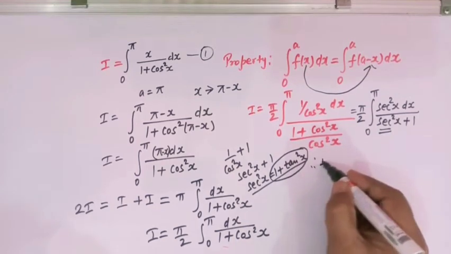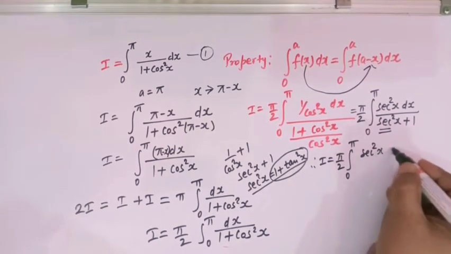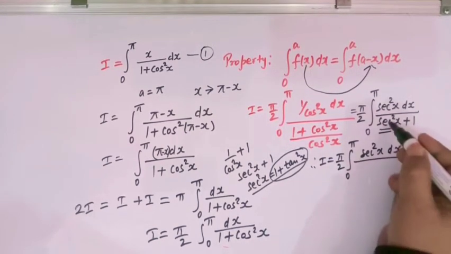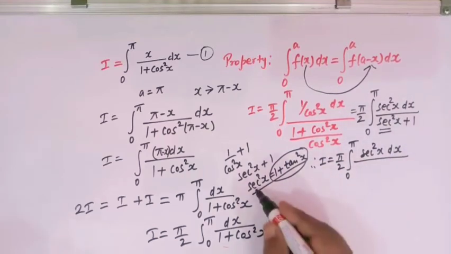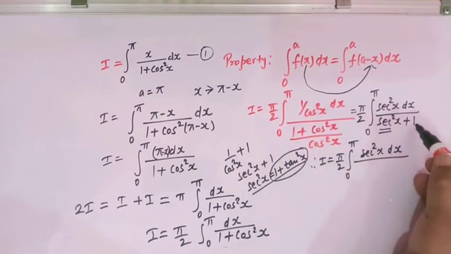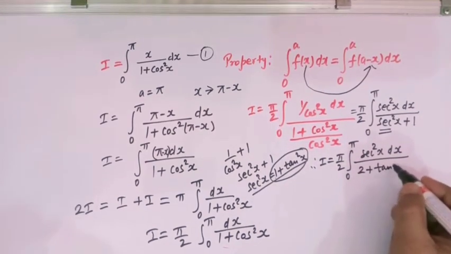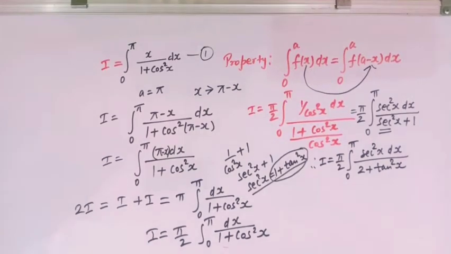So therefore I is equal to pi over 2, 0 to pi secant square x dx, and secant square x is 1 plus tan square x. So this one and this one would become 2. So we have 2 plus tan square x, right?